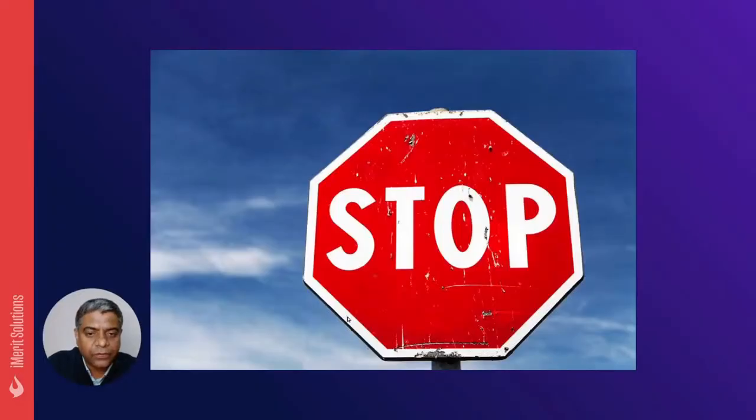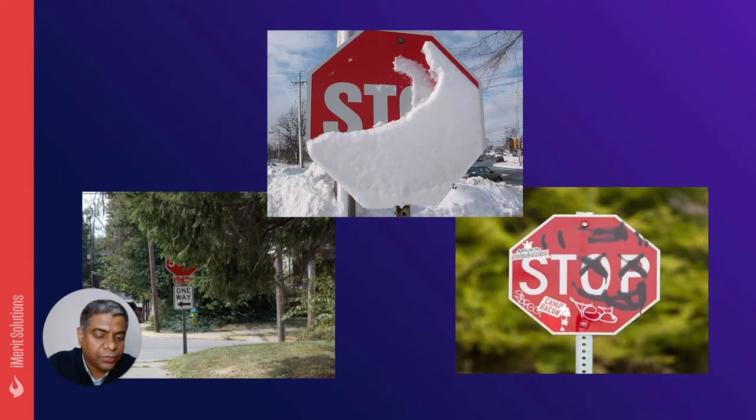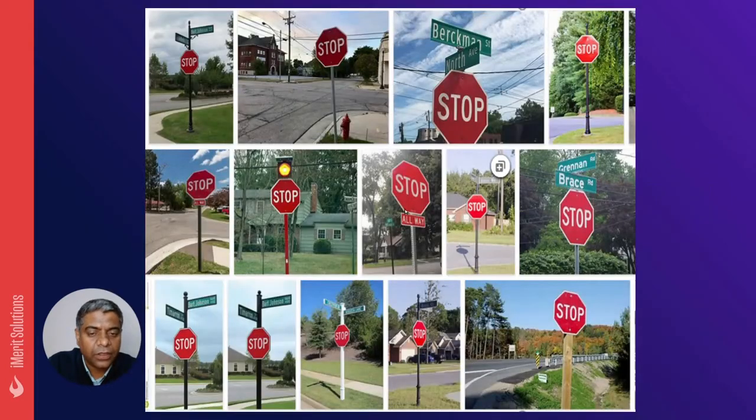This is an example of an autonomous vehicle use case. Here, the AI system is being trained to recognize and process stop signs. While it is trained on real-world images, once it is deployed, it comes across stop signs that may be covered with snow or with graffiti or may be blocked by trees and branches.